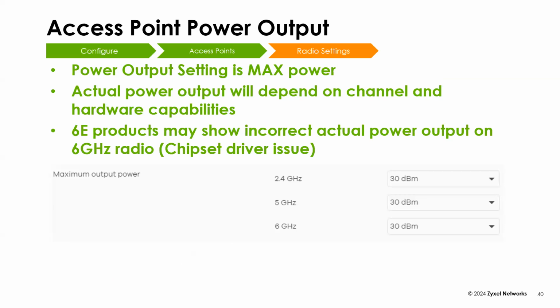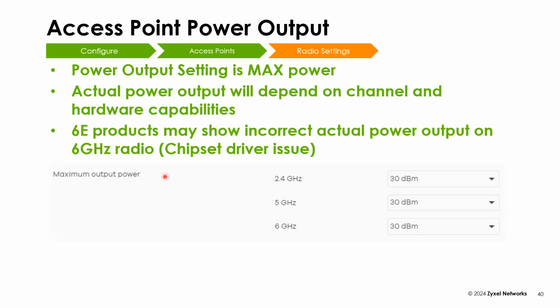So something that causes some questions here is the max output power setting in Nebula. If you go under configure, access points, radio settings, you will see settings here where you can set the output power for the radio. A common area of confusion is people will set this to the maximum, which is 30 dBm, and then when they go into the monitoring tab, it will show a lower power output value for the device's radio. So why is that?